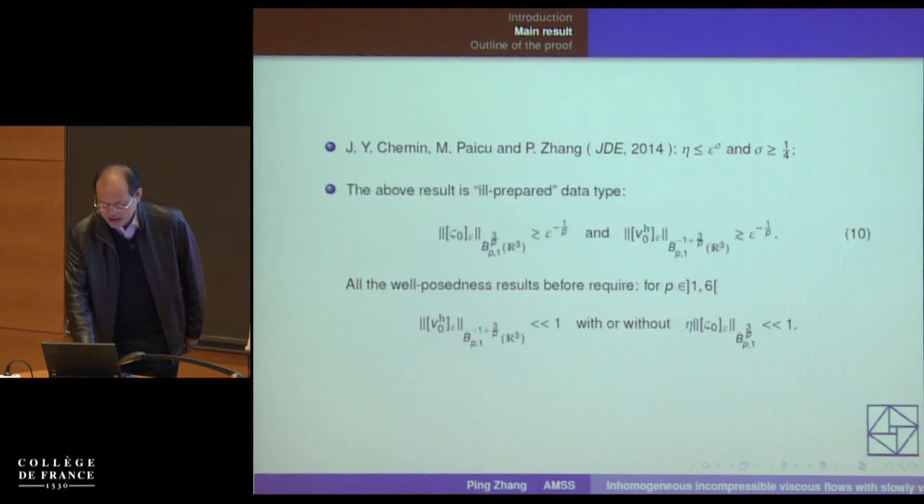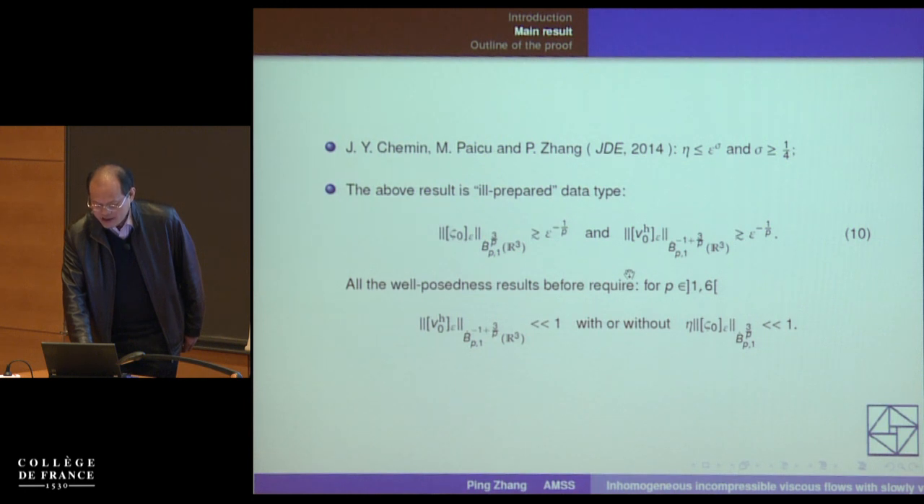And in fact, this result can be explained as ill-prepared initial data. According to the calculation by Yang and Isabella, this sigma 0 epsilon, bracket epsilon, of this homogeneous space of norm is lower bounded by epsilon to the power of -1/p. And also, this quantity is also lower bounded by epsilon to the -1/p.